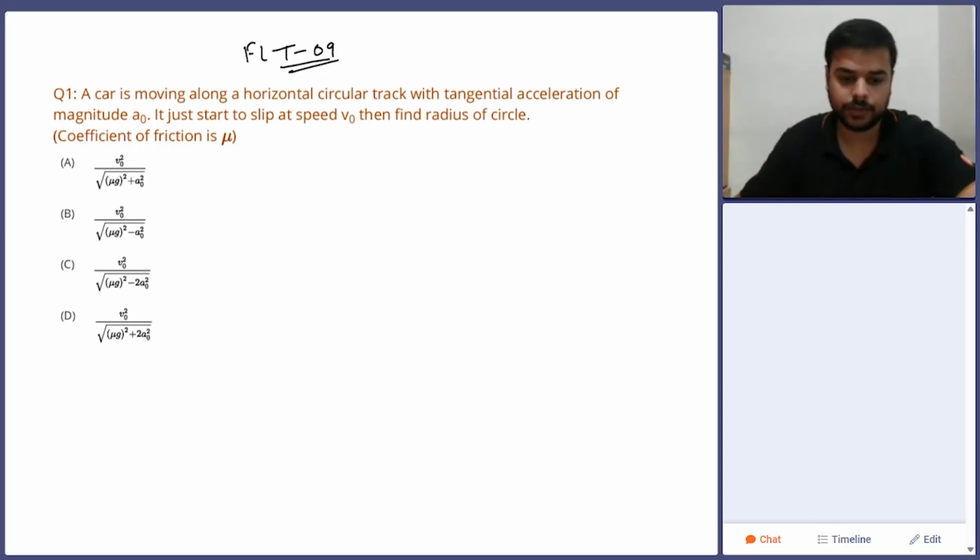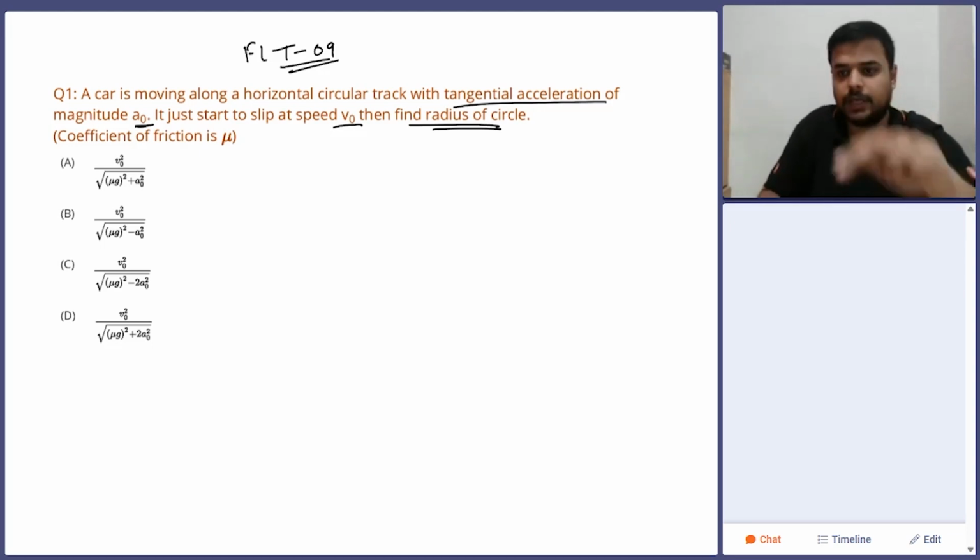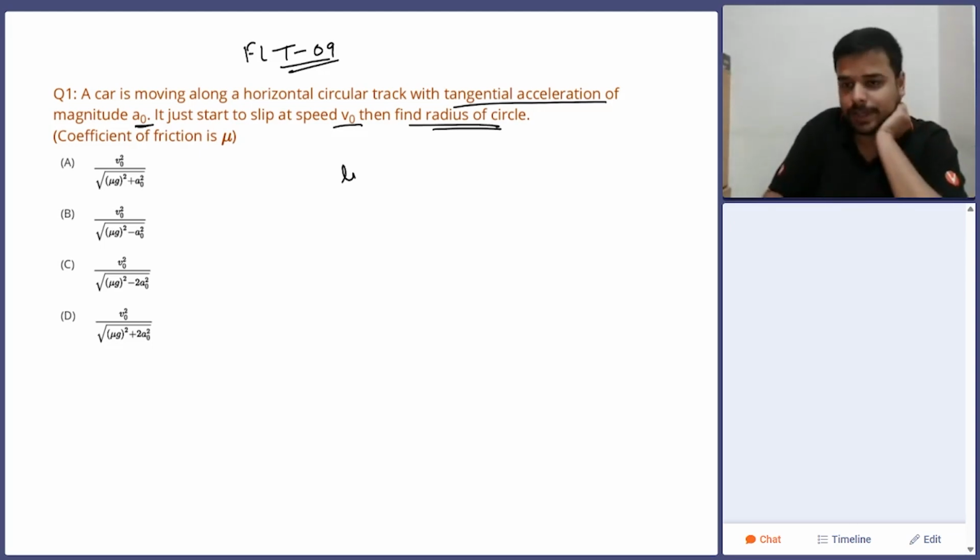The very first question is, a car is moving along a horizontal circular track with tangential acceleration of magnitude a0. It just starts to slip at a speed v0, then find the radius of the circle. Okay, so the time when the car will just start to slip, that will be the time when the value of friction will be maximum. Value of static friction will be maximum. So this will be the case of limiting friction.